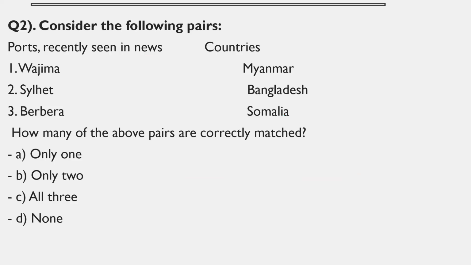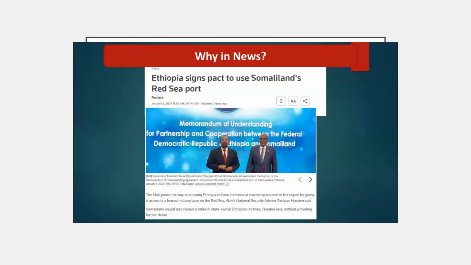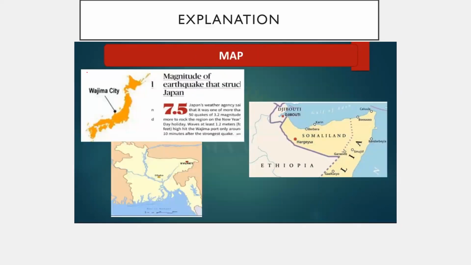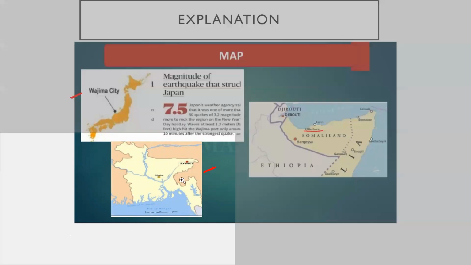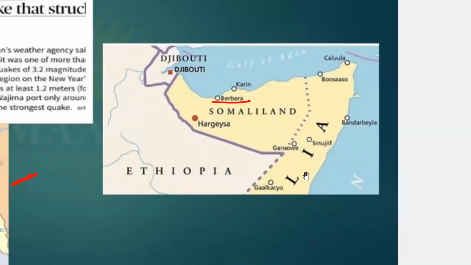Moving on to the second question. The second question is about the ports recently in news: Wajima, Sylhet, and Berbera. All of these ports were in news. Wajima city was in news. Sylhet, here you can see, and here is Berbera. I think Berbera is here, right? You can see it here. Okay, I shall zoom it for you also.